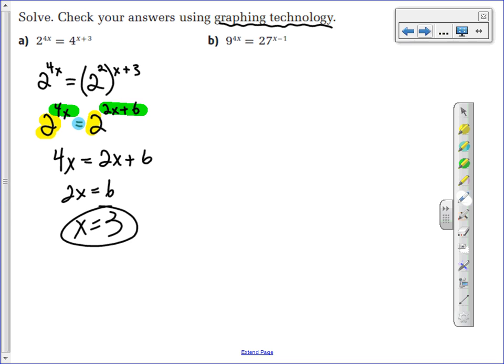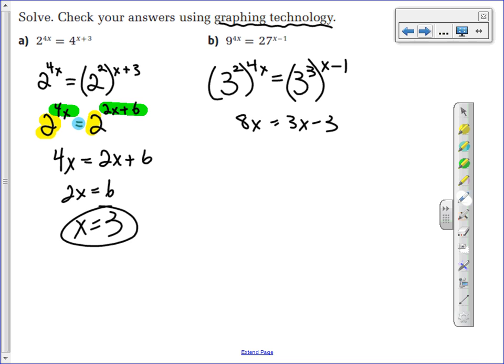Again, I'll just do another one here. I changed 9 to 3 squared. I changed 27 to 3 cubed. So you're going to have to practice recognizing what the common base will be. And then it's just a matter of making your exponents equal to one another. So again, here I kind of skipped a step, but the power must equal the power. And then we get x by itself.